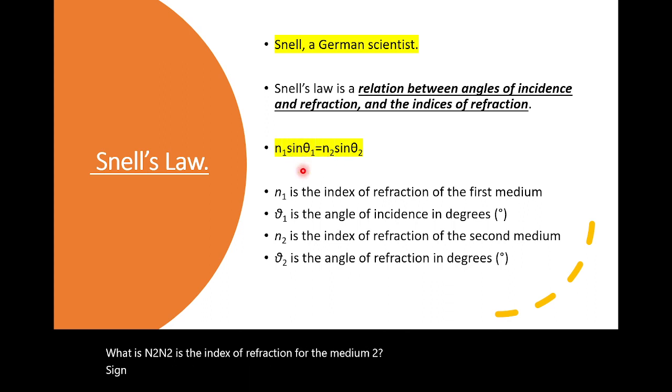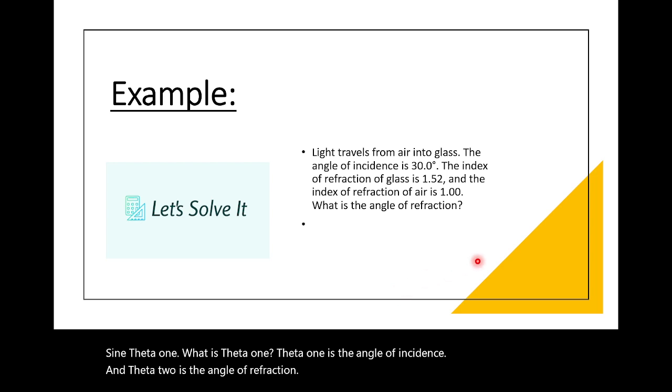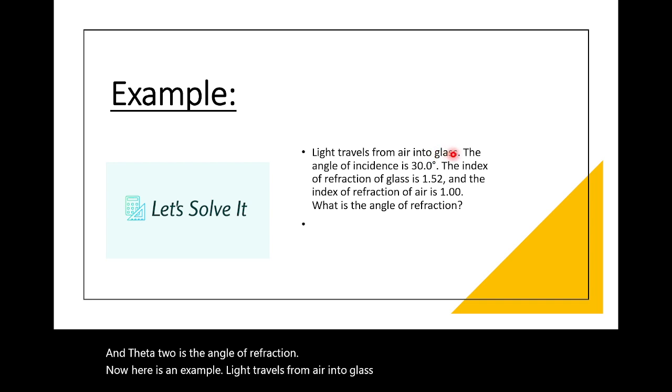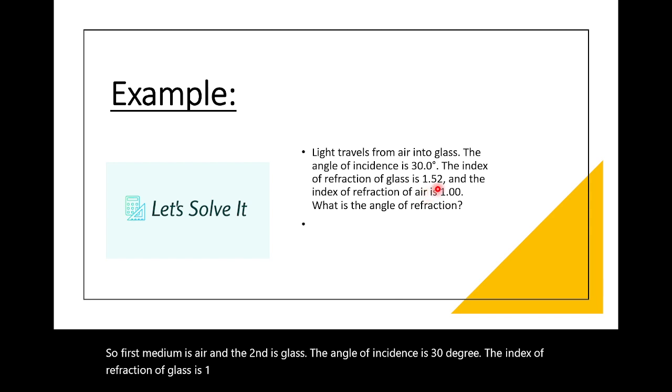Sine theta 1, what is theta 1? Theta 1 is the angle of incidence, and theta 2 is the angle of refraction. Now here is an example. Light travels from air into glass. So the first medium is air and the second is glass. The angle of incidence is 30 degree. The index of refraction of glass is 1.52 and the index of refraction of air is 1.00. What is the angle of refraction? We need to calculate.